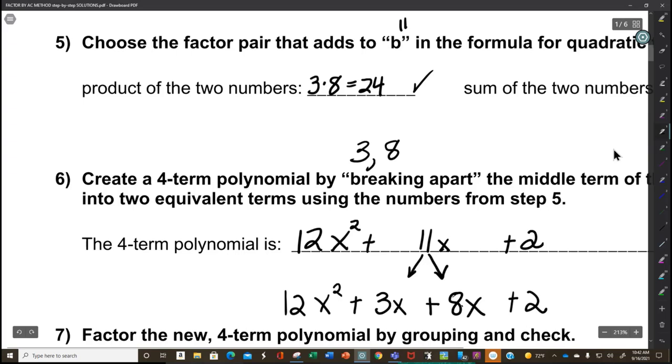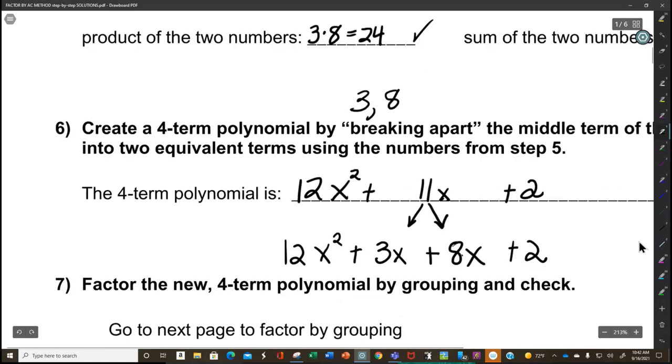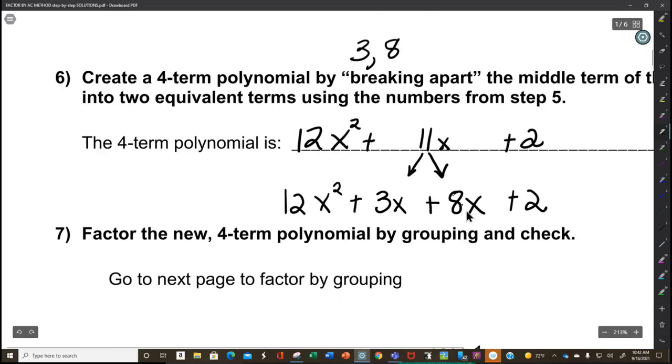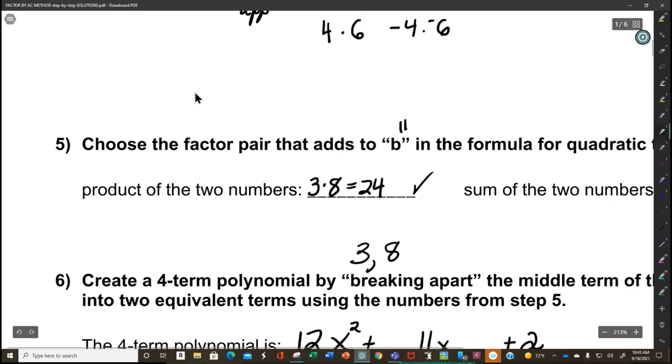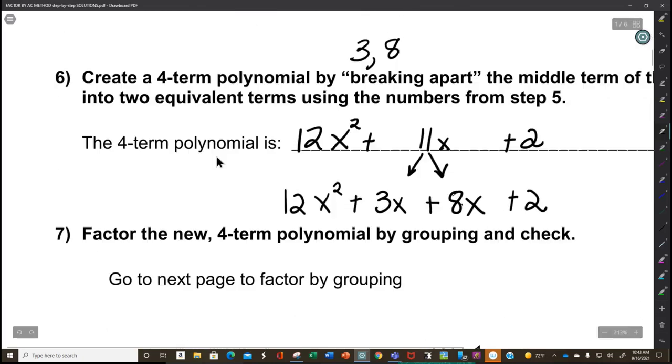This is my four-term polynomial that adds up to the original polynomial. It has to, right? 3x plus 8x is 11x. But I can't use just any old numbers that add up to 11. I have to use this method and then find the two terms that add up to the middle number 11. And that gives me this.